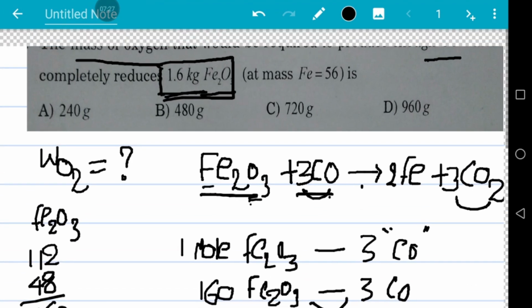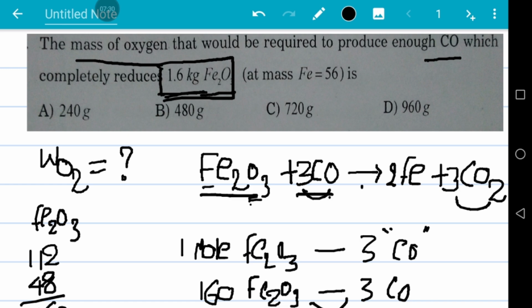Once again, understand the question: the mass of oxygen required to produce enough CO, meaning from the oxygen CO is produced, and that CO reduces the 1.6 kg of Fe2O3. So 1.6 kg of Fe2O3 is reduced by how many moles of CO? 30 moles of CO. Then this 30 moles of CO is produced by how many moles of oxygen? 15 moles of oxygen. So 15 moles of oxygen means 480 grams of oxygen is required.